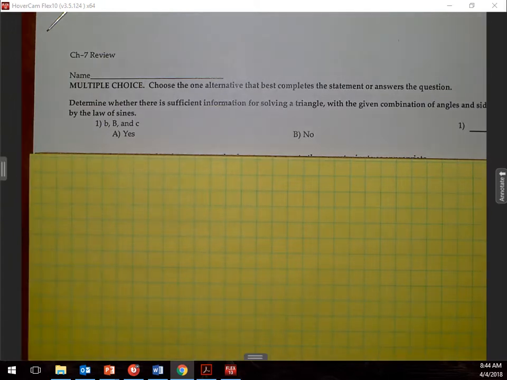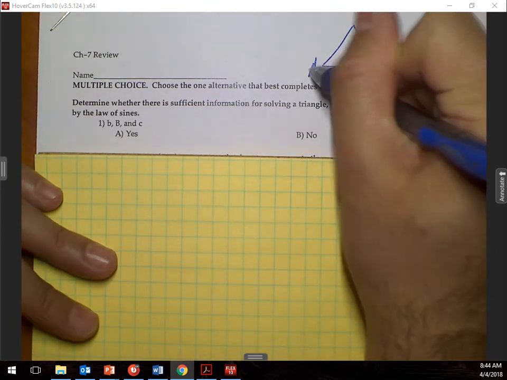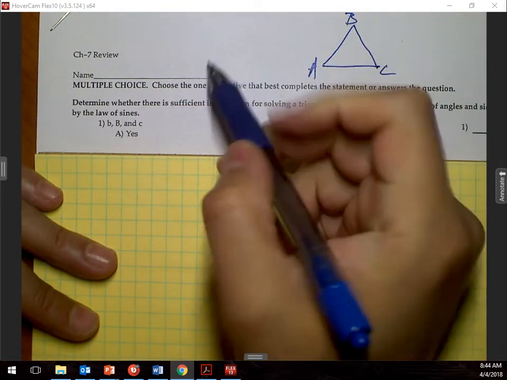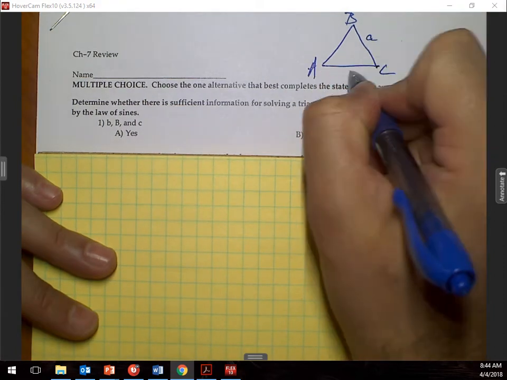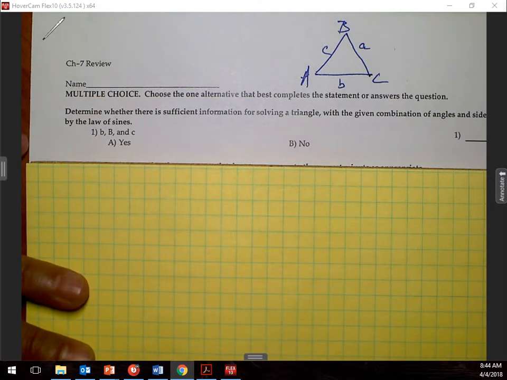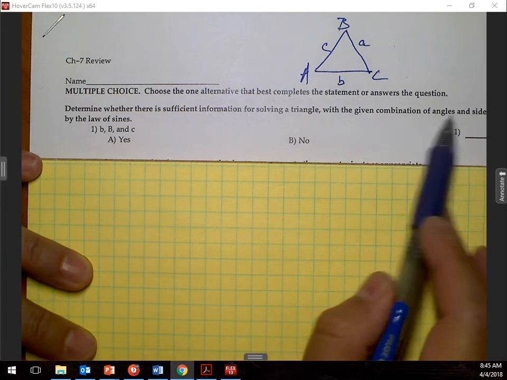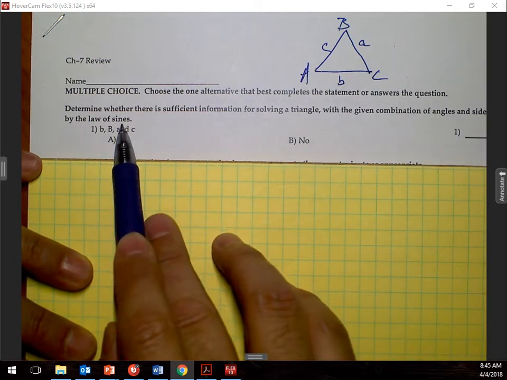Determine whether there is sufficient information for solving the triangle with a given combination of angles and sides. Whenever you're doing this, especially on a multiple choice test with a bunch of weird questions like this, all you need is just one triangle to reference. So I'm going to draw a triangle here, and label all the parts. It says determine whether there is sufficient information for the following triangle with the given combination of angles and sides by the law of sine.